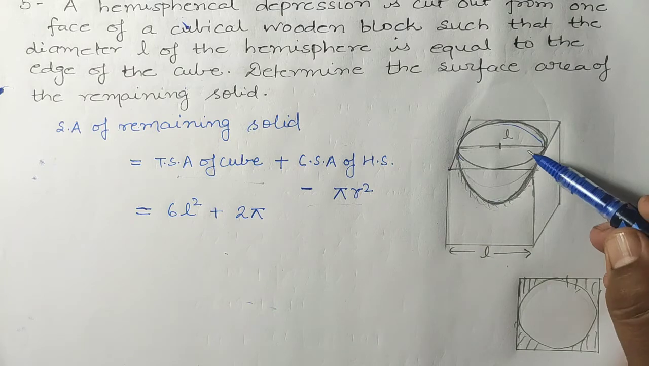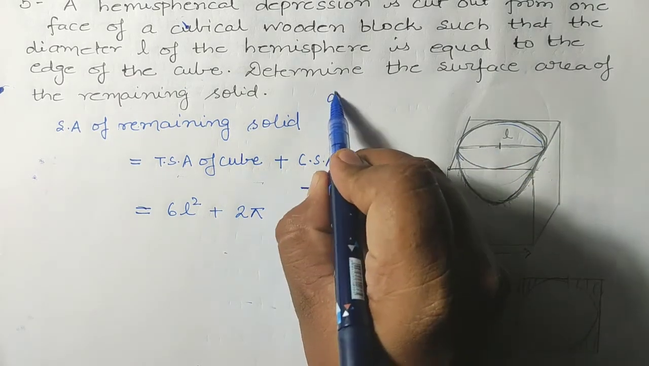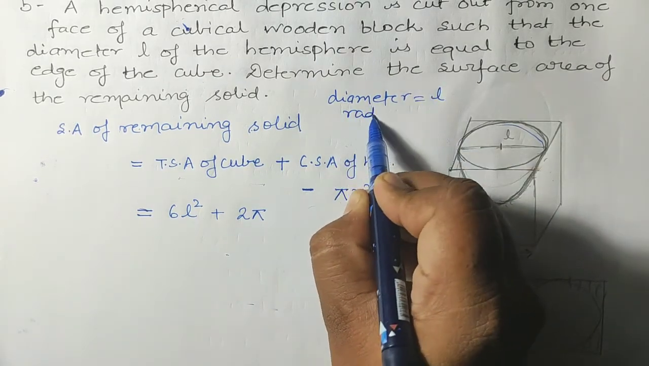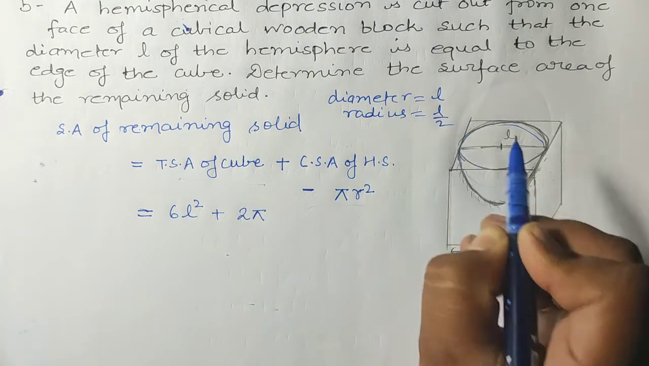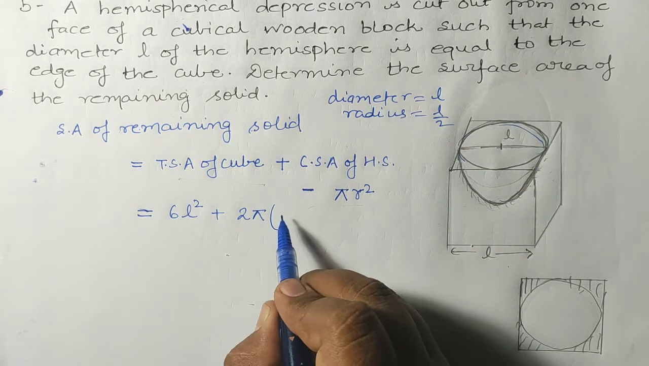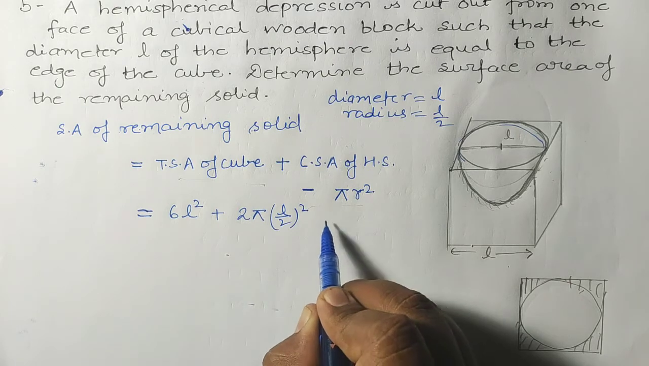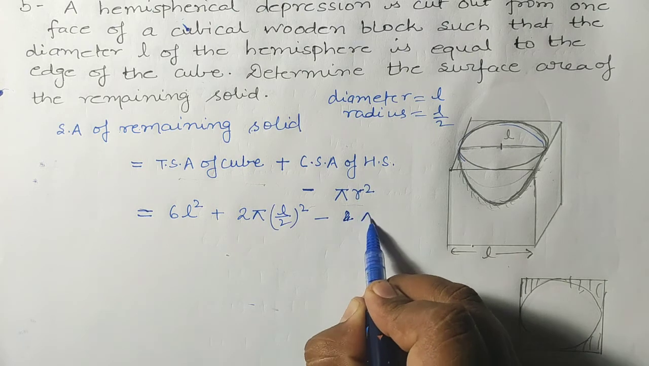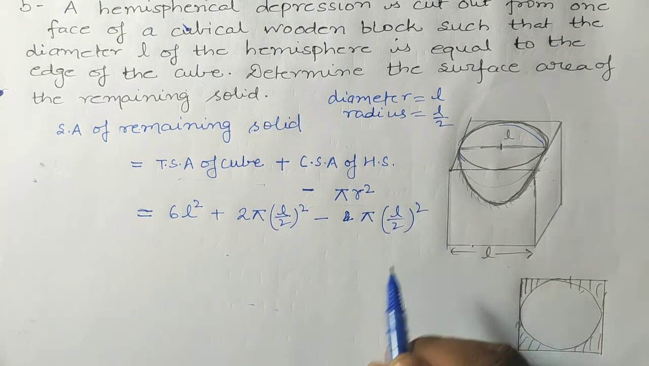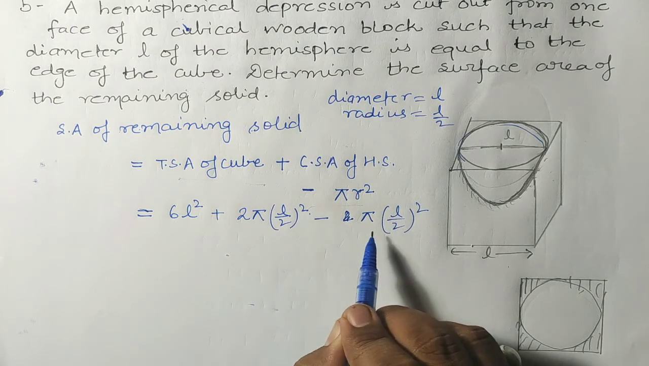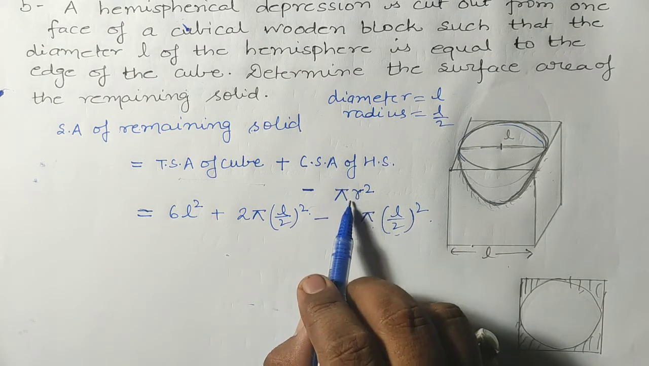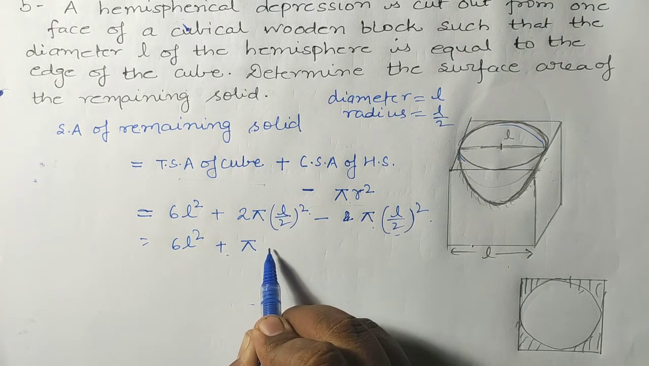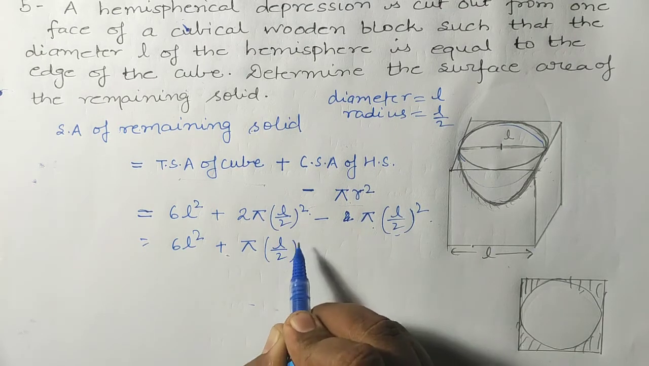Now students, you have to think, if the diameter is L, then what will the radius be? The radius will be L by 2. So here, 2 pi (L by 2) whole square minus pi r square, that is pi (L by 2) whole square. So 2 pi (L by 2) whole square minus pi (L by 2) whole square, means 2 pi r square minus pi r square, that is 6L square, then 1 time pi (L by 2) square.